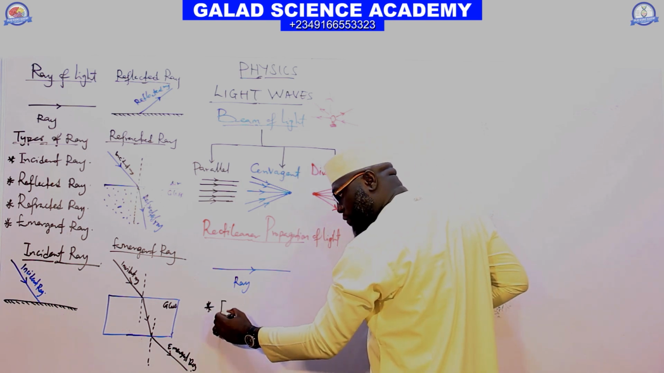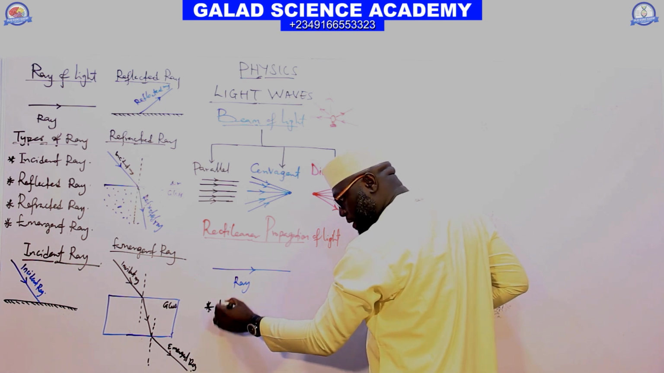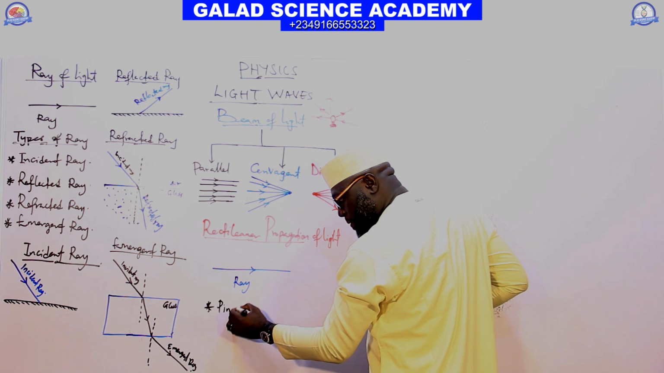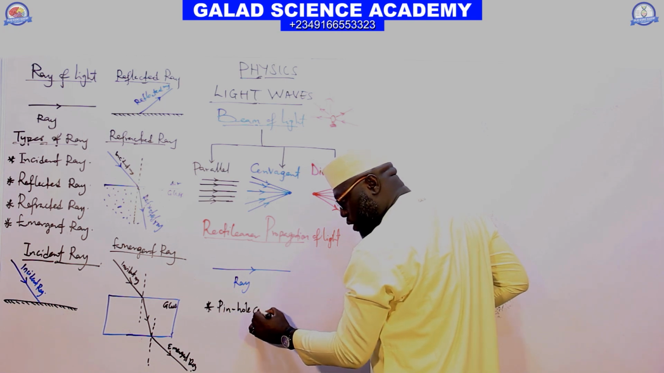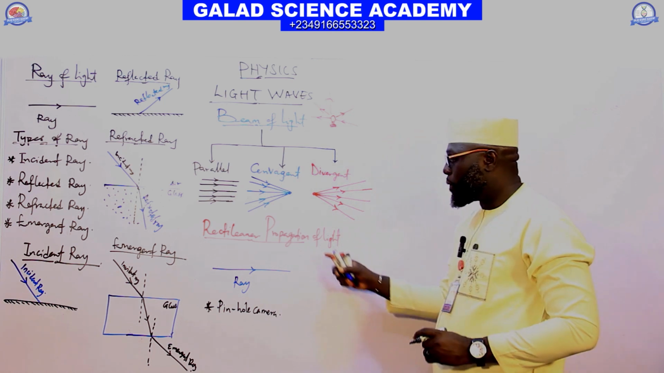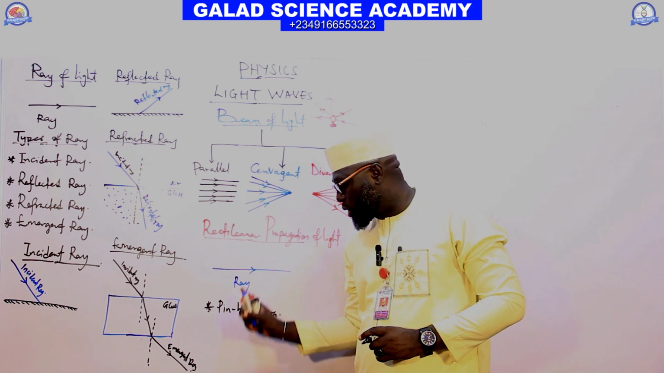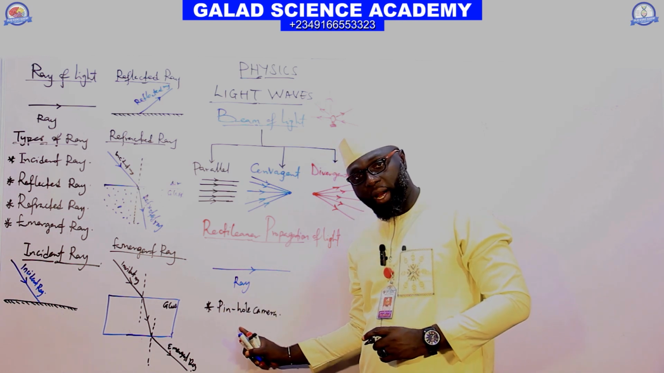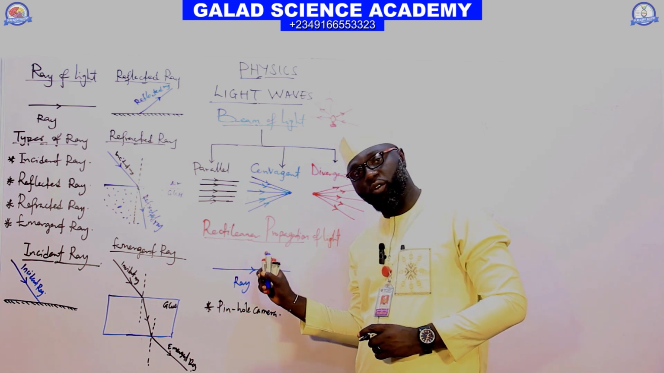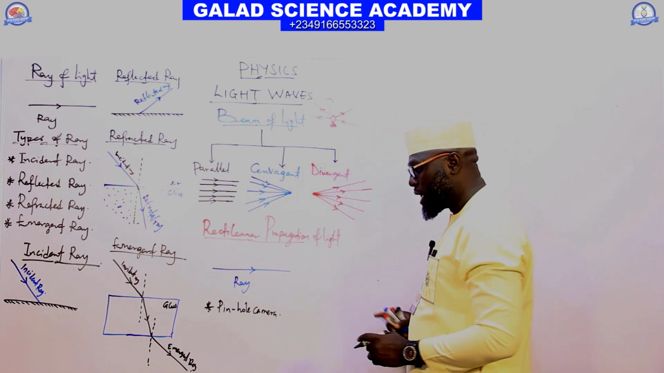We have three uses or applications of light. Number one, we have the pinhole camera. So we apply the rectilinear propagation of light in the pinhole camera, or the rectilinear propagation of light leads us to what we call the pinhole camera.